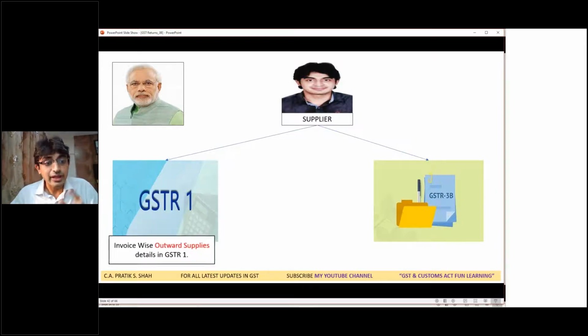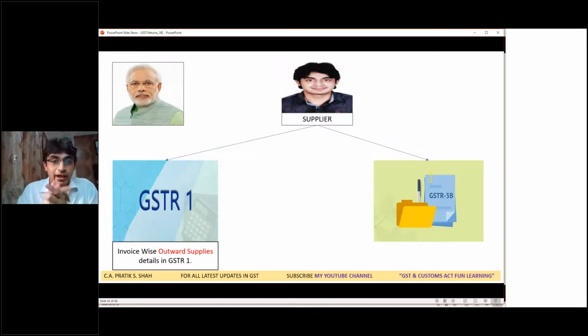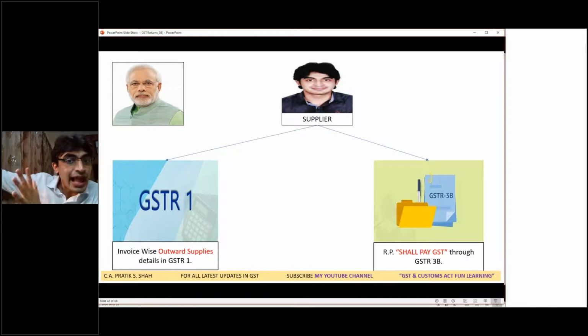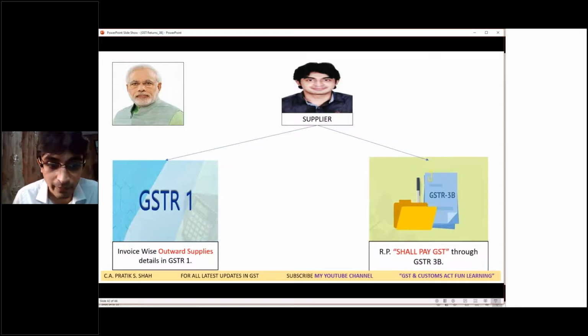In GSTR1, I will give details invoice-wise. And through GSTR3B, I will pay the tax to the government. This is how it functions. So every supplier has to file GSTR1, in which I give each and every invoice detail, and I file GSTR3B, through which I pay GST to the government.